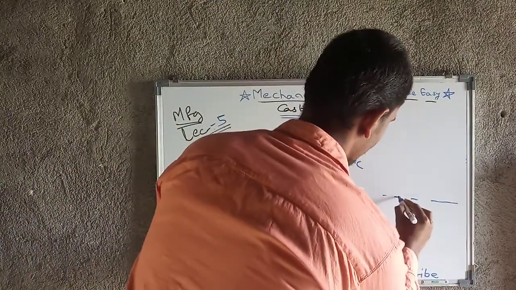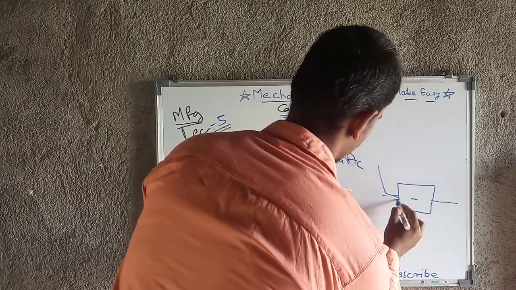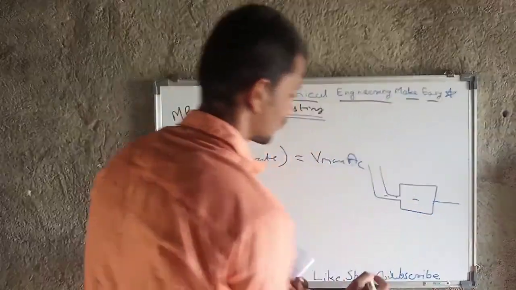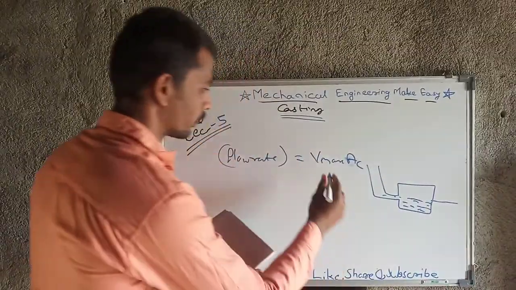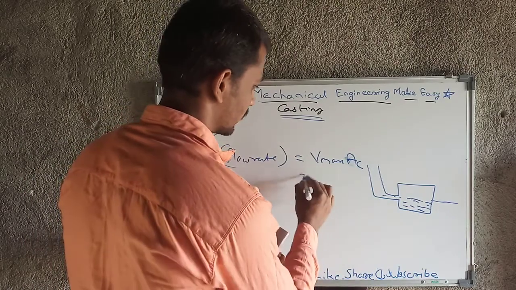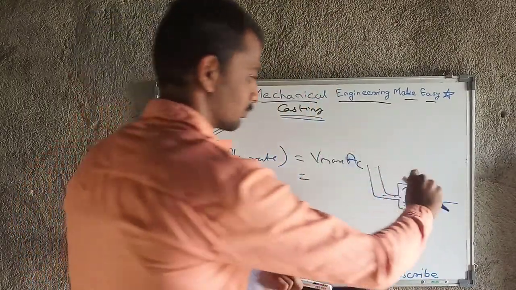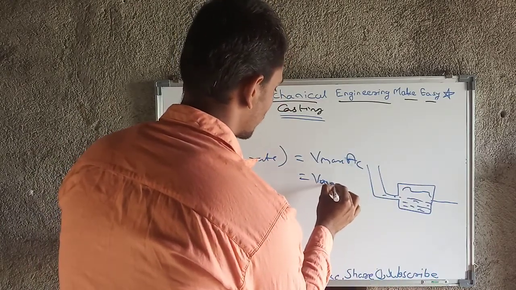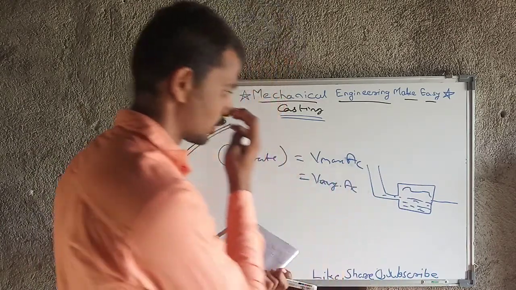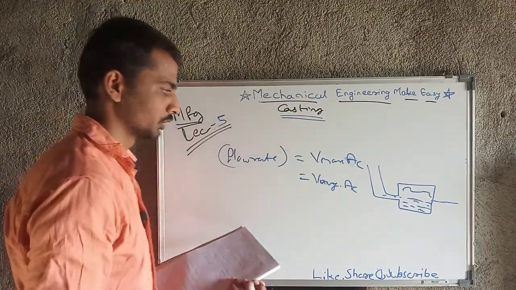See, this is the parting line, this is the cavity, and the gate is here. If this is the figure, then for this half the flow rate will be Vmax into choke area, and for the remaining half, that is the upper half, the cope half, the velocity will be V average into choke area. The area is the same, only the velocity changes. That's why the flow rate also changes.